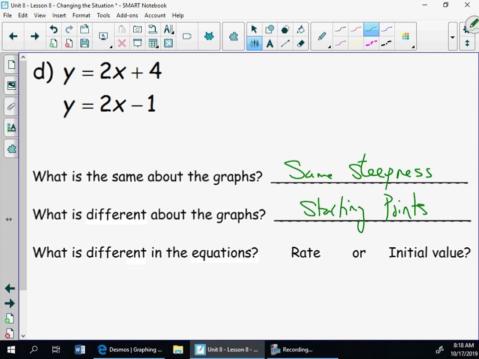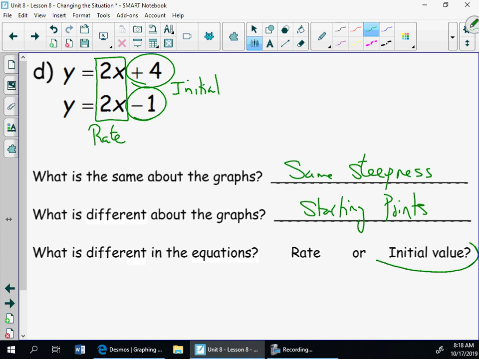But what's weird about this one is I put this one out of order. Okay? Order doesn't really matter, we just have to pay attention to it. The number in front of x is always our rate. Okay? The number by itself is always our initial value. So it makes sense that they have different starting points because they have different initial values. The number in front of x is both 2. They have the same rate.